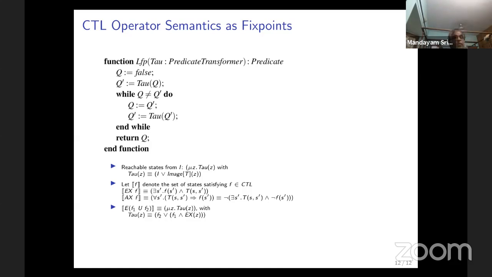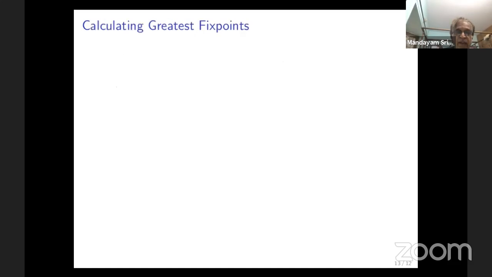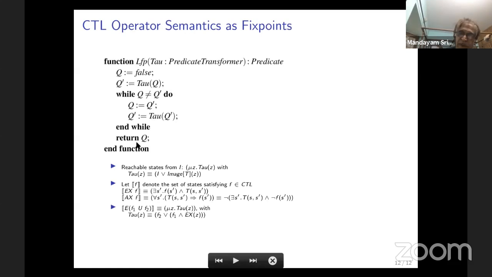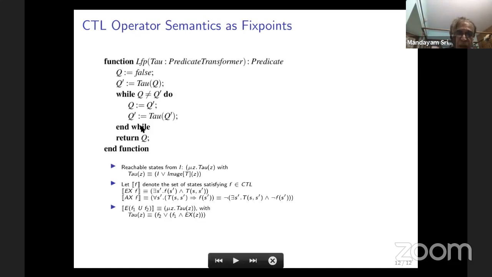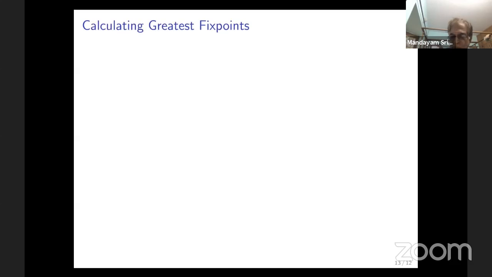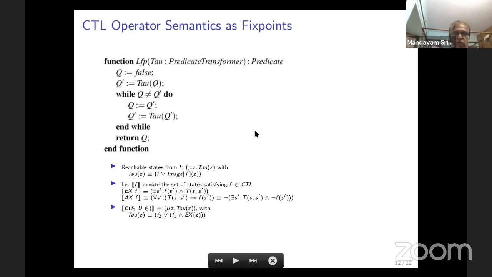Maybe I'll stop here. Sometimes there's this notion of greatest fixed points. It's not the only way to compute fixed points. There's another way where you start from true and then go down the chain. Here you're going up the chain from false to the fixed point. You can also go down, and that gives you what I call greatest fixed points. You will need that as well to express some operators, but I will do it next time. So I will stop here and take any questions that you might have.